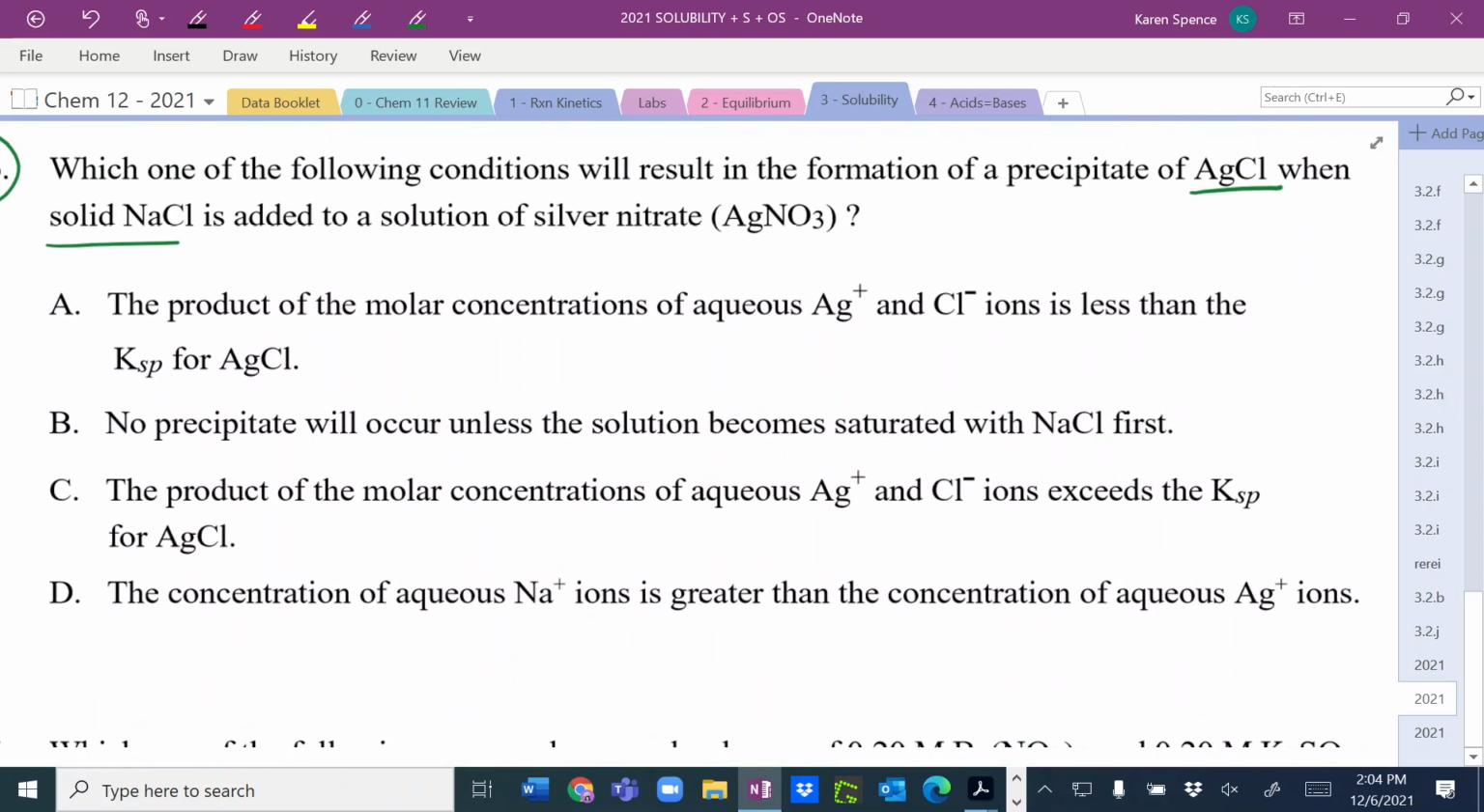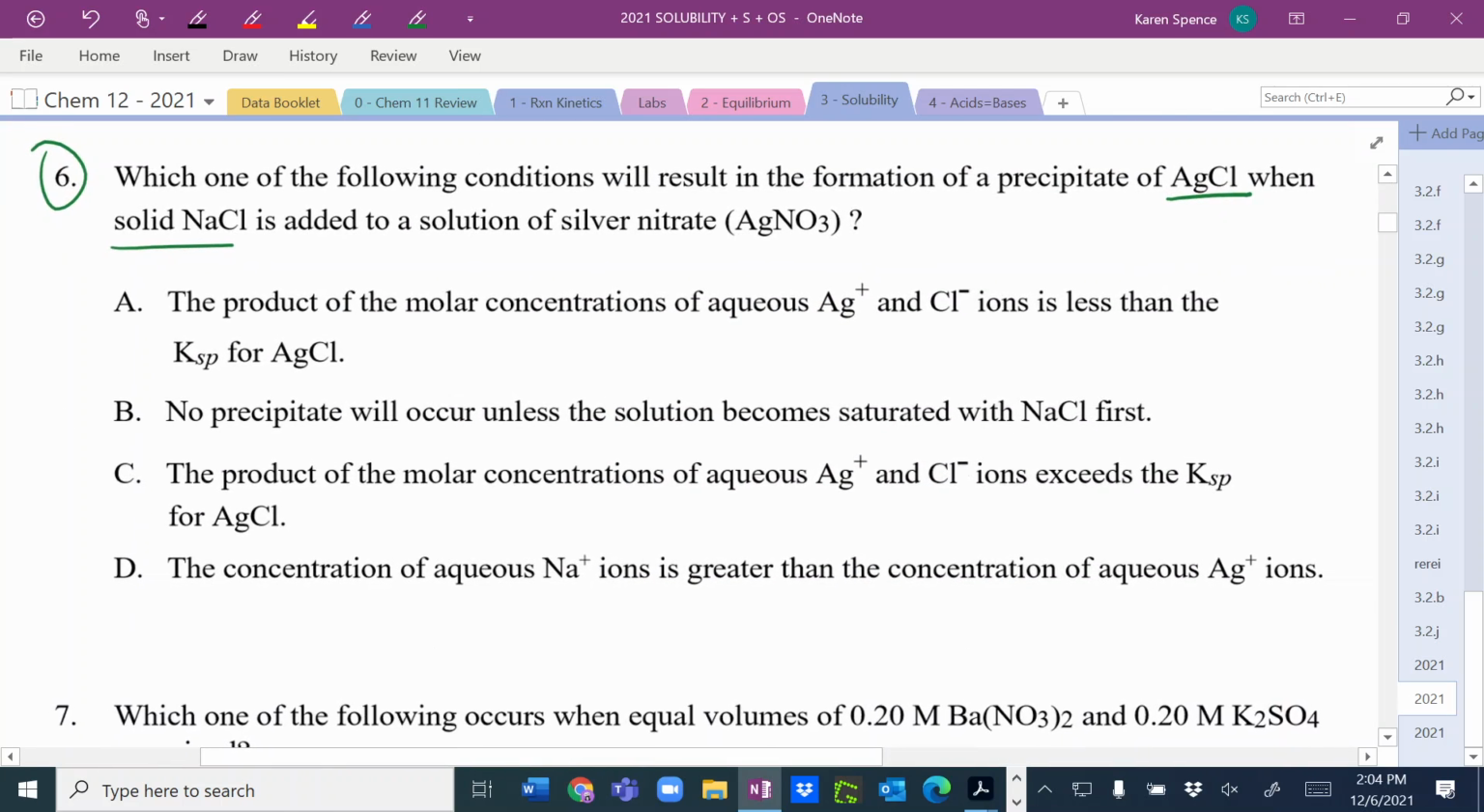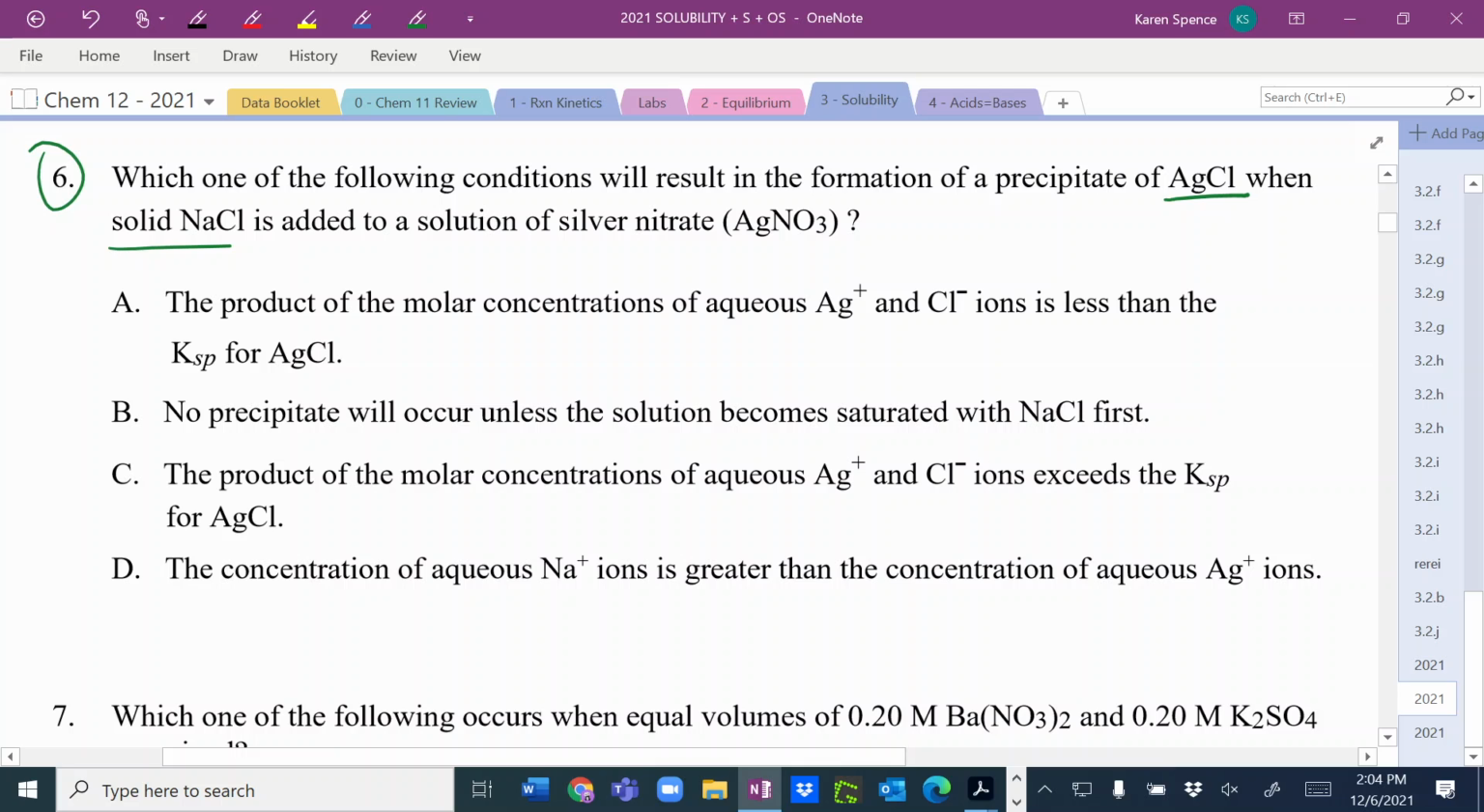Okay. Number 6. So as I was saying, some people get weirded out by the fact that we have a solid here, but we are adding it to a solution. And what will solid NaCl do when we put it into a solution? It will dissolve, yes? And we will have a reaction because we have a solution of silver nitrate, yes? And we want to know when we will get a precipitate.